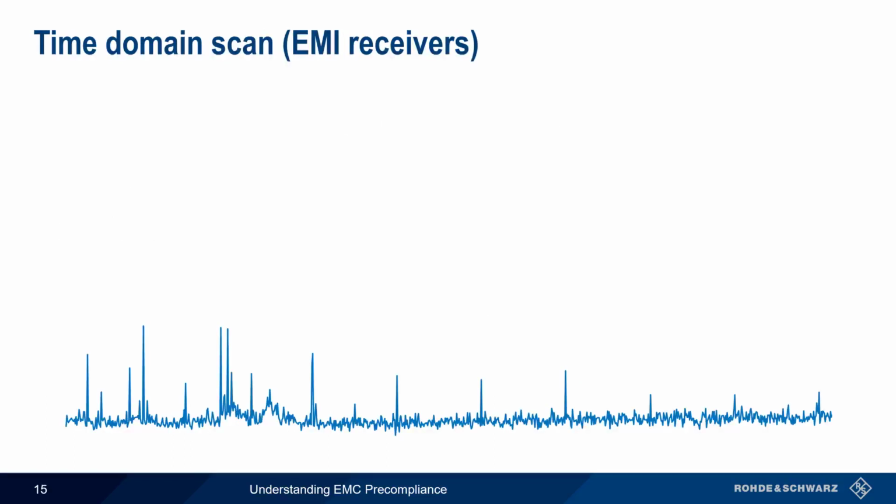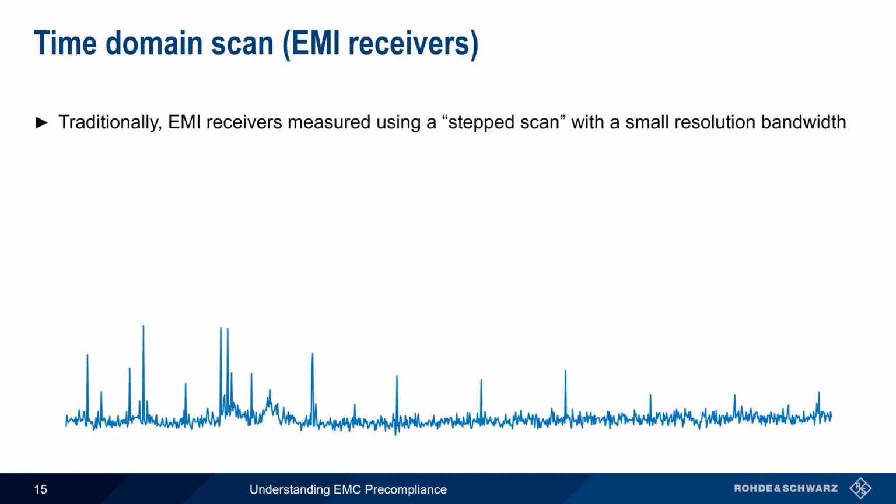Another feature only found on EMI receivers is something called time domain scan. Traditionally, EMI receivers made measurements using a step frequency scan with a small resolution bandwidth. This method of measuring is very accurate, but it can also be very slow, especially for the wide spectral ranges found in radiated measurements.